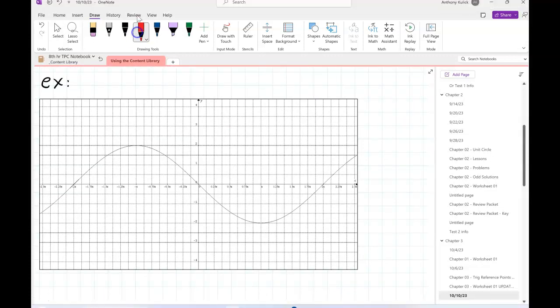So here's an example. I have a graph, and what I want to do is figure out the values for A, C, H, and K, so I can write the equation of the sinusoid function that generates this graph.